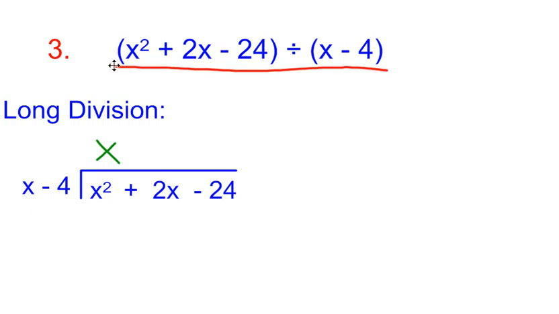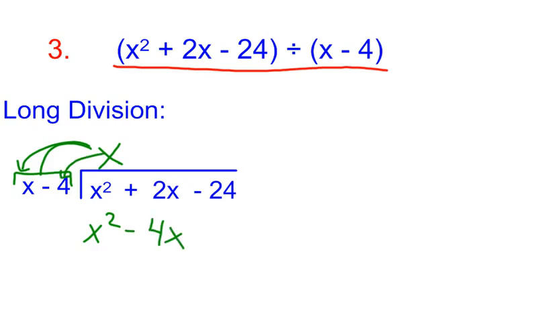Now, in the 3rd grade, once you got this number right here, what did you do with it? You multiplied it down, did you not? You multiplied it right back down. So we're going to do that exact same thing. Once we got x right here, we're now going to multiply it down. So multiply x times this binomial. We're going to say x times x gives us x squared, and x times a negative 4 is a negative 4x. So that's the first step.